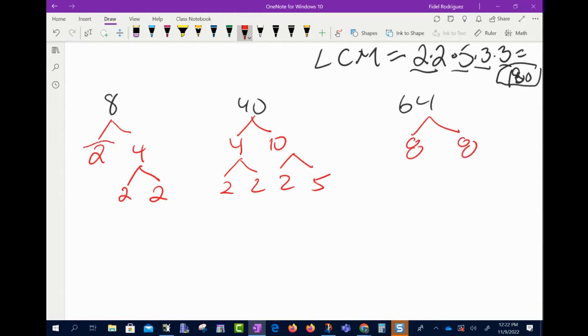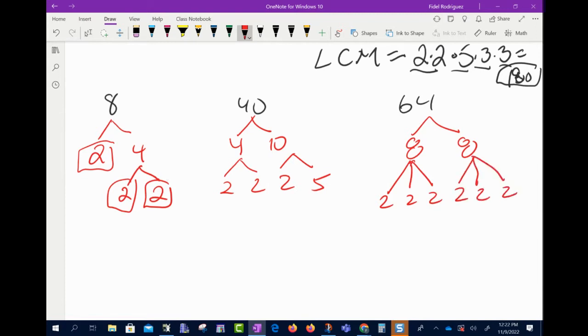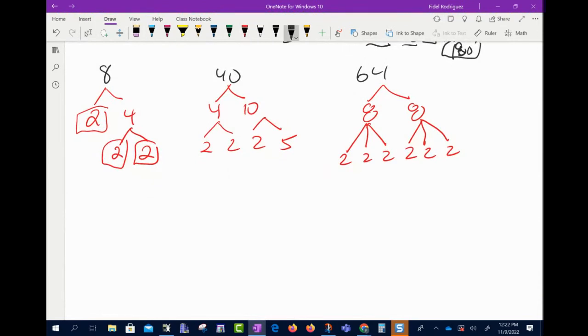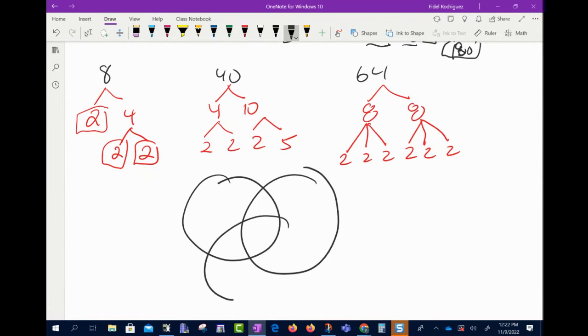But I want you to notice something, y'all. We already broke down 8 over here. 8 had 3 2s. So I'm just going to do this. 1, 2, 3. And this 8 also has 3 2s. 1, 2, 3. Okay. Now, what we're going to do is we're going to draw, in this case, y'all, 3 circles. Okay. So look, I'm going to go 1, 2, 3. Okay. And one of those circles is going to be 8. One of them is going to be 40. And that one there is going to be 64.